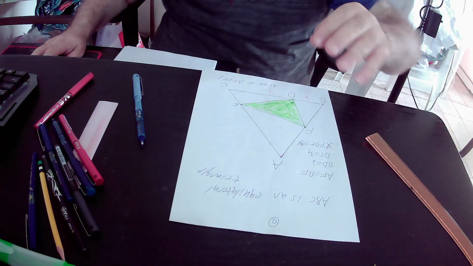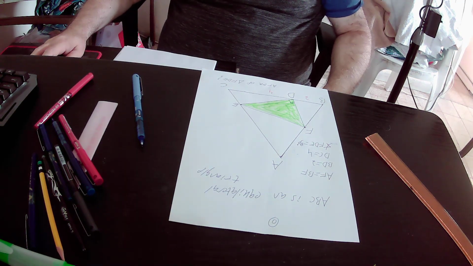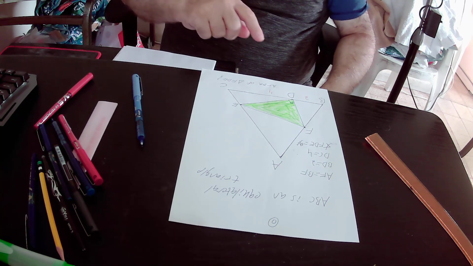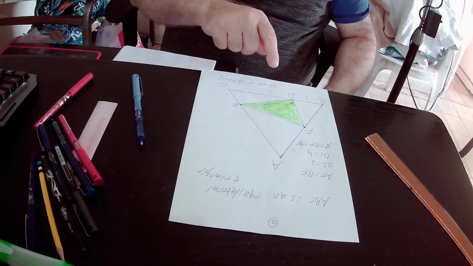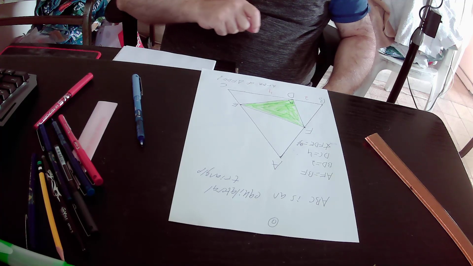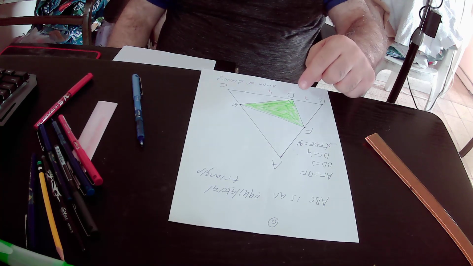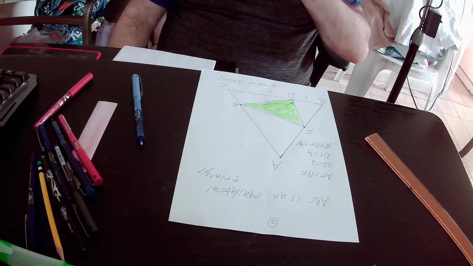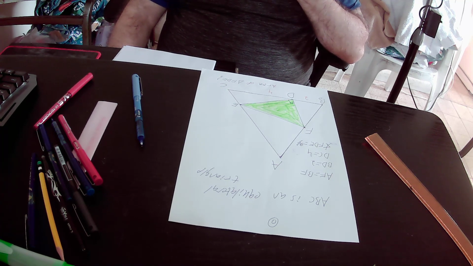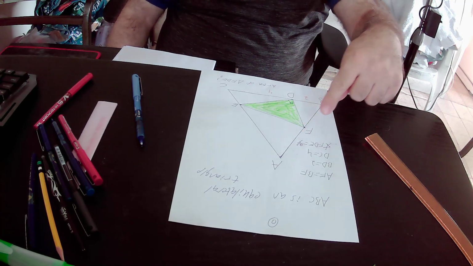Hello, in this lecture we will find the area of the green triangle. In the drawing we have triangle ABC, that is an equilateral triangle, and inside the big triangle ABC we have the green triangle, and also we know that AF equals BF.